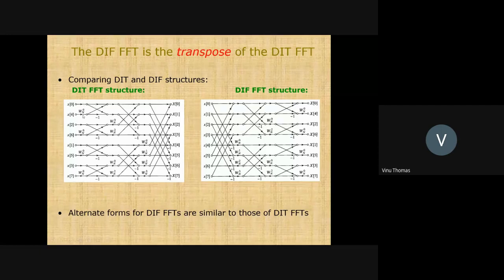Now, if you reverse the direction of all the arrows, and then interchange the input and the output, which means the input goes to this side, so all the small x will come here, and the output will go to this side. And now I will take a mirror reflection, so I will rearrange that. Instead of reading from right to left, I will choose to read from left to right. So if I read the structure, you will see that the DIF FFT will be a transpose of the DIT FFT. DIF FFT is a transpose of the DIT FFT.